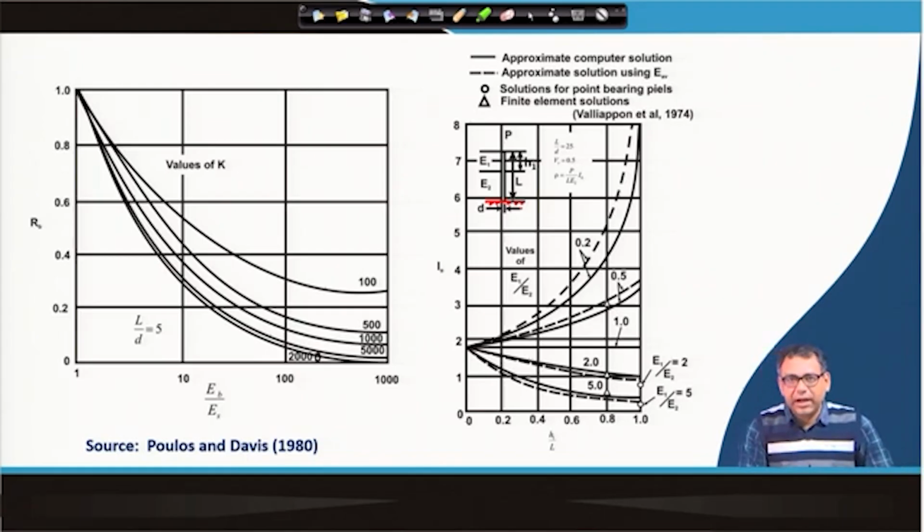So, if you do not have this chart for layered soil, you can use the average value and use your uniform soil concept. Otherwise, if you have this chart, you can use this chart for taking different E1 and E2 values and then you will get the I0.